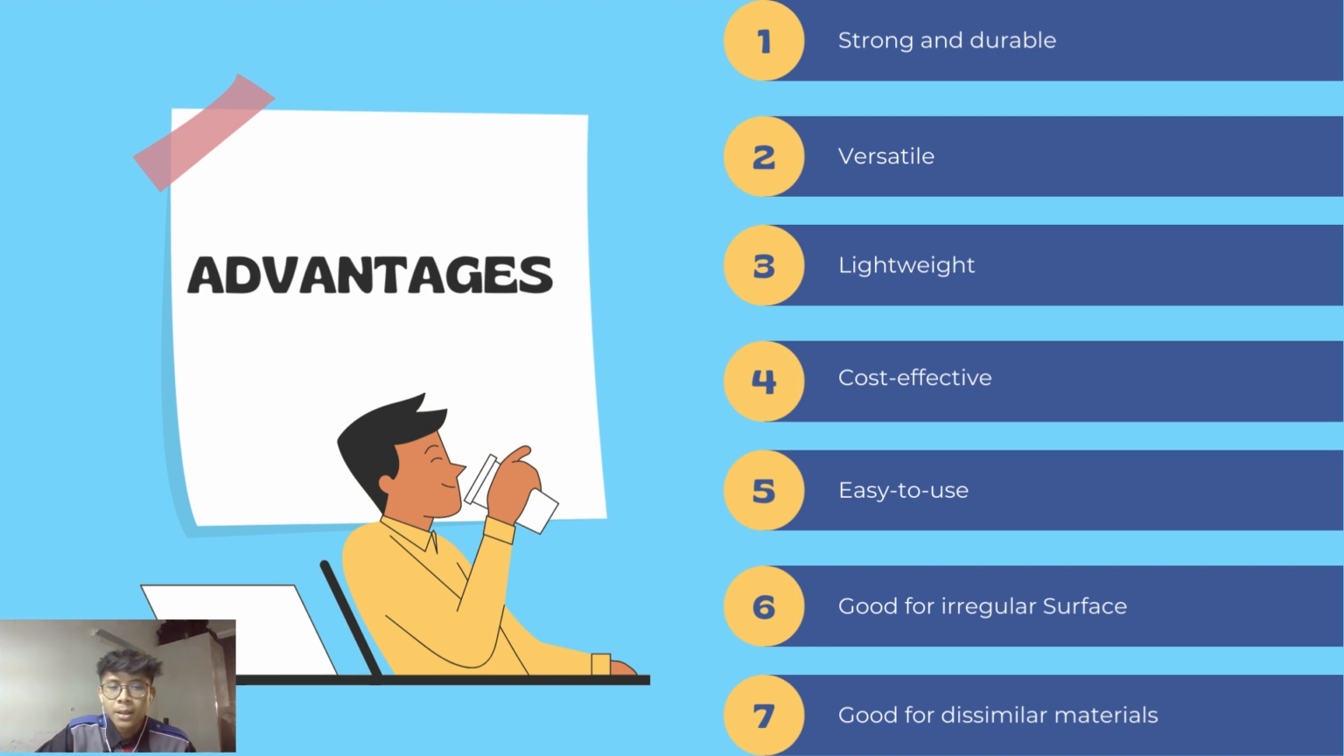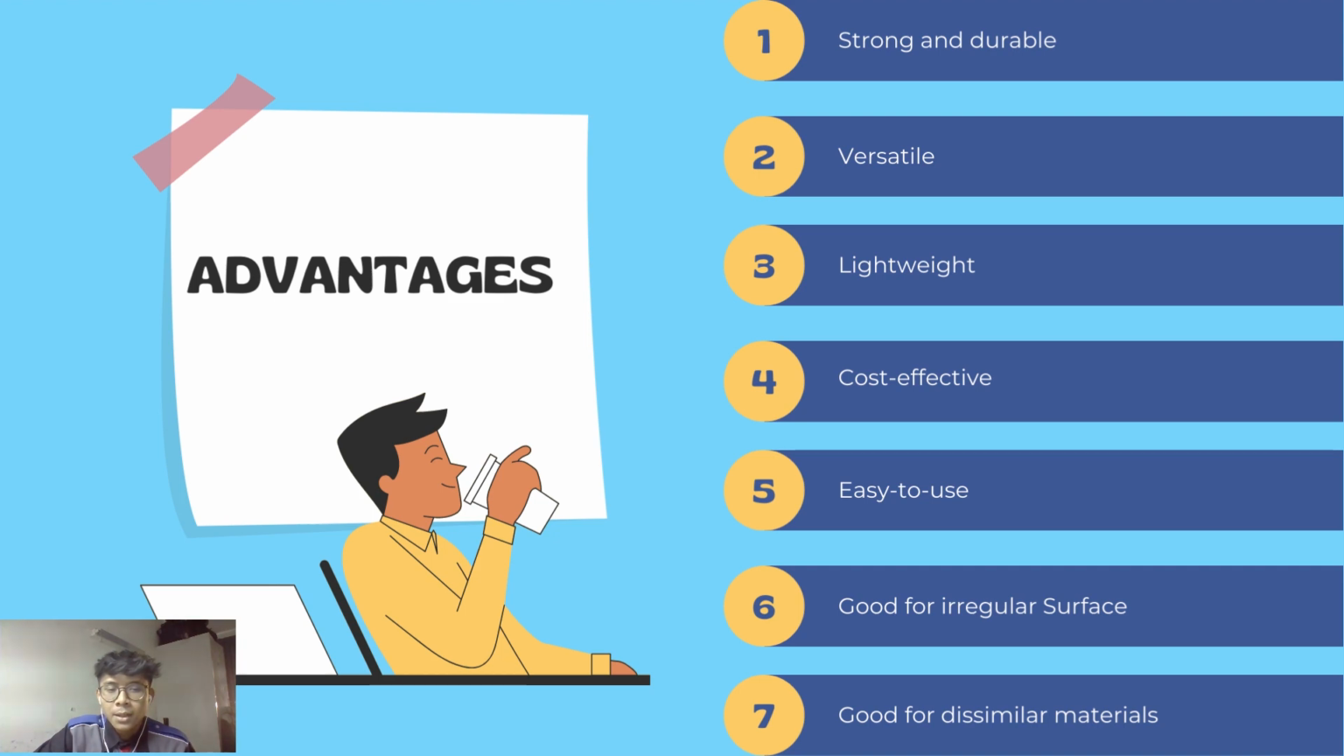Next, lightweight. Adhesive bonding is a lightweight method of joining materials, making it suitable for use in aerospace and automotive applications. Number four, cost-effective. Adhesive bonding is a cost-effective method of joining materials as it requires less energy and equipment than other methods such as welding and riveting. Easy to use. Adhesive bonding is a simple process that can be easily performed by untrained personnel.